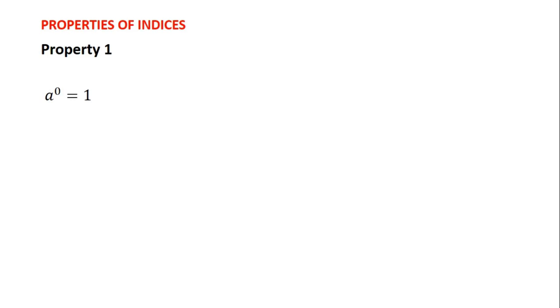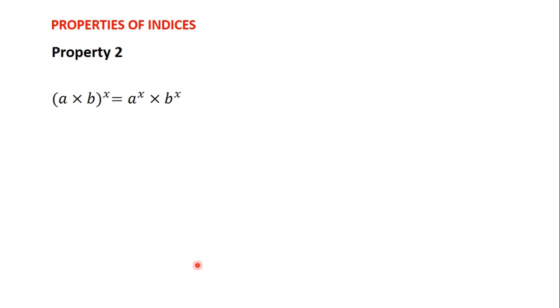The first property says that a exponent 0 is equal to 1. What this means is that any number exponent 0 or any term exponent 0 is 1. So for example, 5 exponent 0 is 1. X exponent 0 is 1. 1 over 4 exponent 0 is 1. So any number exponent 0 or any term exponent 0 is 1. This is the first property.